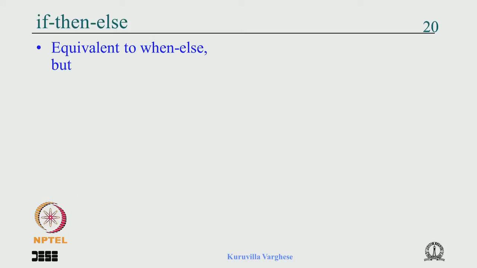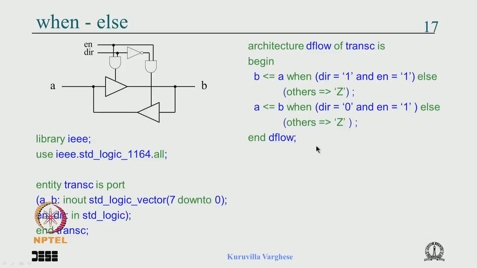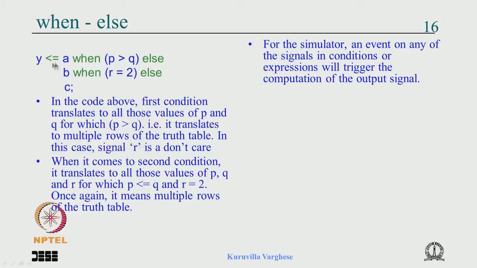Now I said it is equivalent to when else, so the question is, if it is just equivalent to when else, what is the big deal? Why do you have to write a process and put this inside the process? Can you think of a reason how if then is different from when else? So you look at the when else. The when else statement was there earlier. Here, this is the when else, where an output is specified as some condition, exactly like if then. So what could be the difference between when else and if then? Think for a while.